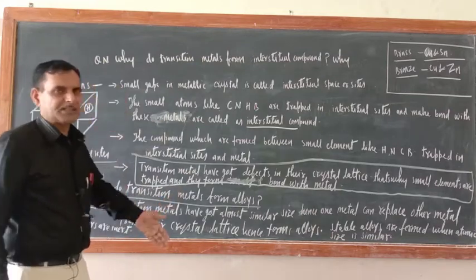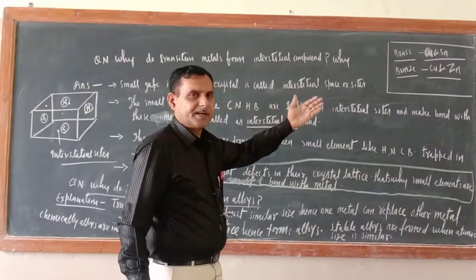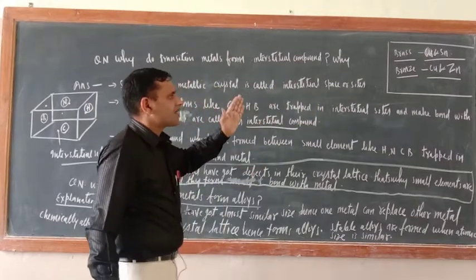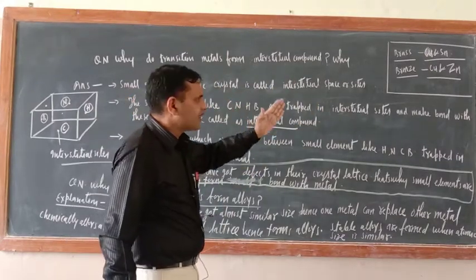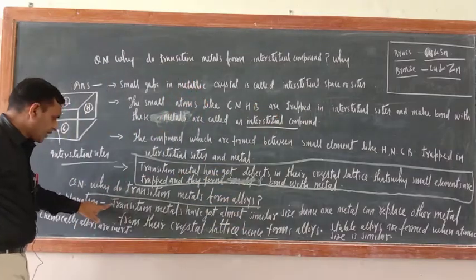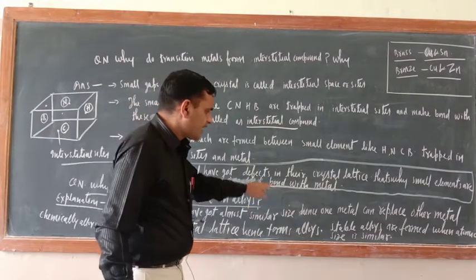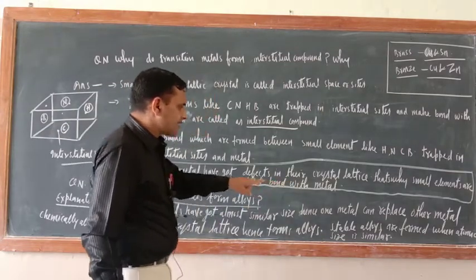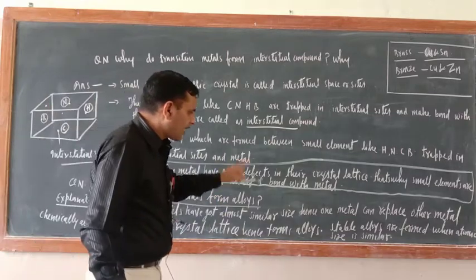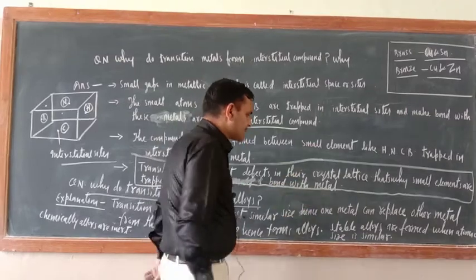Now examples of alloys: brass is the alloy of copper and zinc, and bronze is the alloy of copper and tin. So I wrote here: transition metals have almost similar size, hence one metal can replace another metal in the crystal lattice, hence they form alloys.